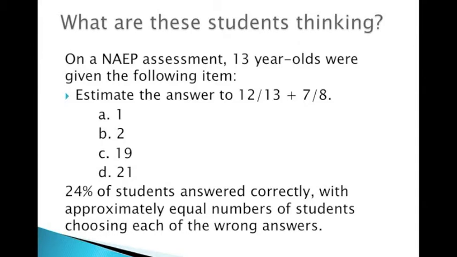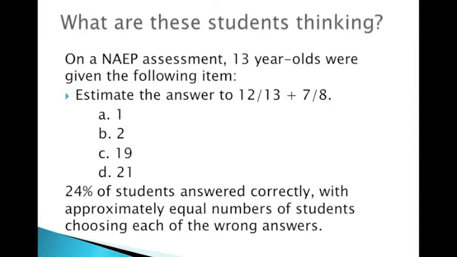Approximately equal numbers of students, a quarter of them chose 1, a quarter of them chose 19, and about a quarter of them chose 21. You can figure out where these errors came from. I imagine for the 1, people just thought you had 2 fractions, they're both less than 1, so the answer is going to be about 1. 19, you may notice, is 12 plus 7, adding the numerators. 21 is adding the denominators.